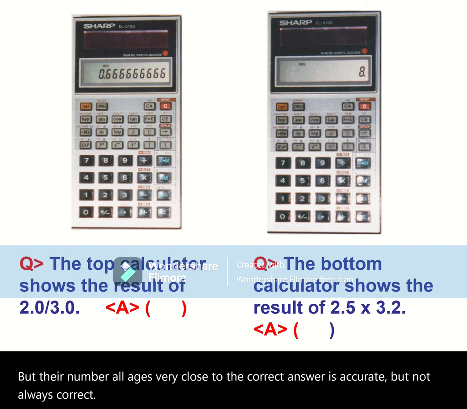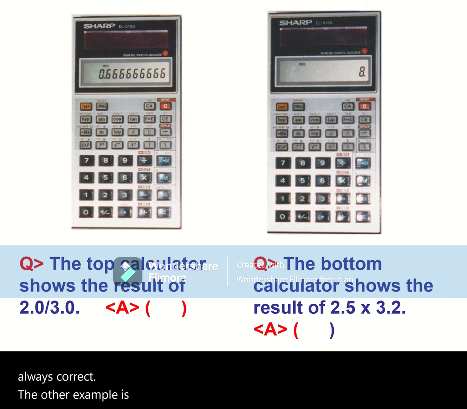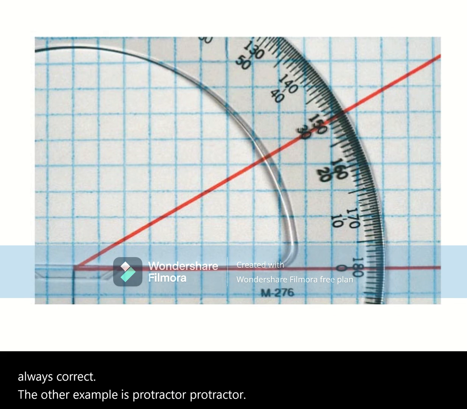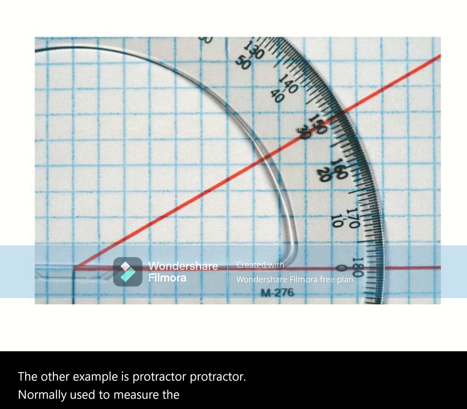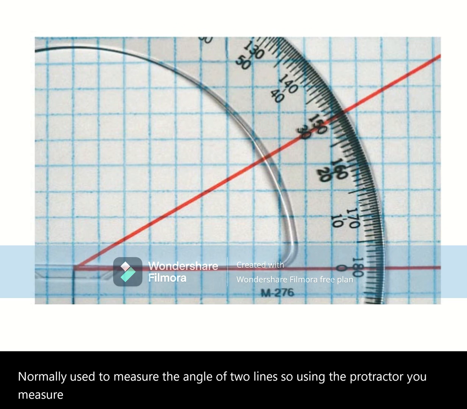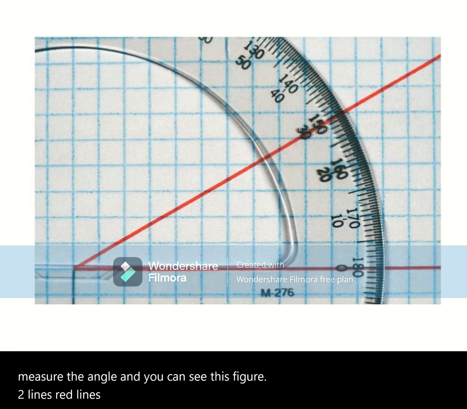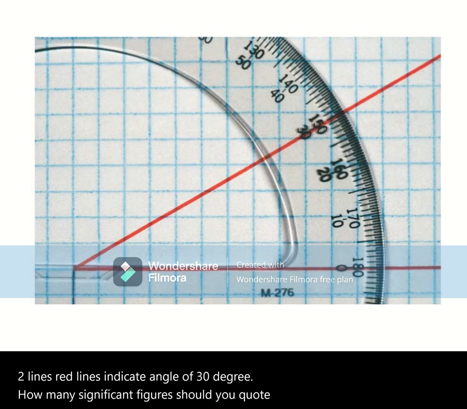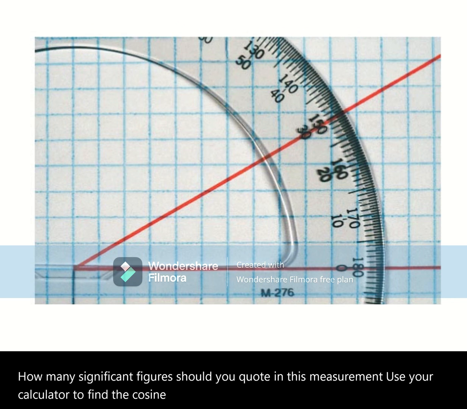The other example is the protractor. A protractor is normally used to measure the angle between two lines. So using the protractor, you measure the angle. As you can see in this figure, the two red lines indicate an angle of 30 degrees. How many significant figures should you quote in this measurement? Use your calculator to find the cosine of the angle you measured. So the answer would be like this.